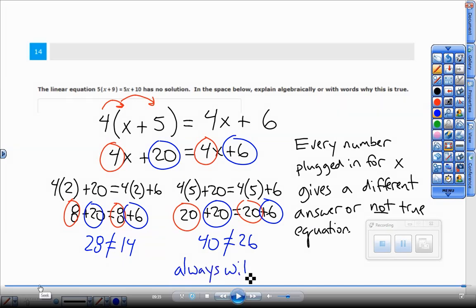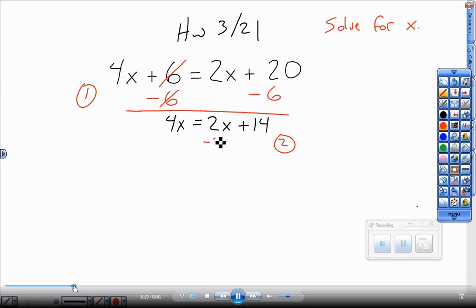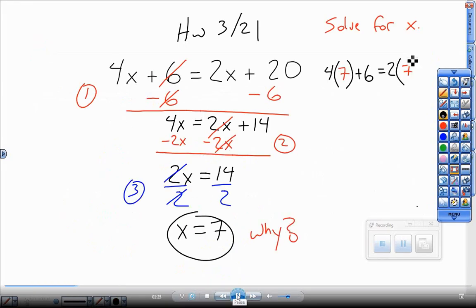Unlike the first one that we did way back here, where when we solved it, it had one solution when I plugged it in. It worked. That answer worked because I had a different number of x's. Again, look for those number of x's. That's kind of a key. I'll be talking about that tomorrow.